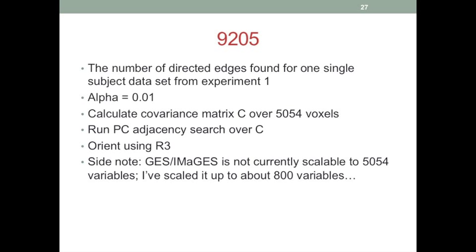9,205 is the number of edges you get if you run PC on the covariance matrix for one of the subjects in experiment 1 for one of the runs. That's for an alpha of 0.01. And we orient using the method R3 to get orientations for those. And then the question is how good that is. So that's an issue of research.